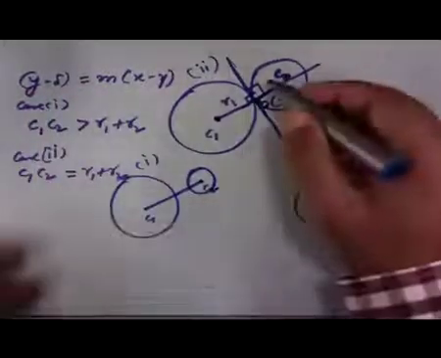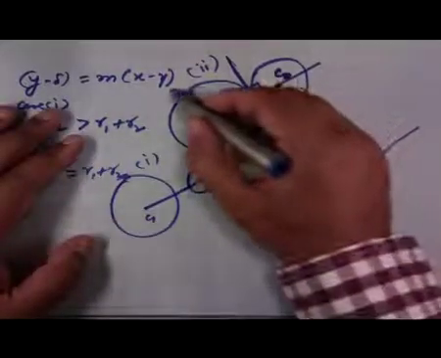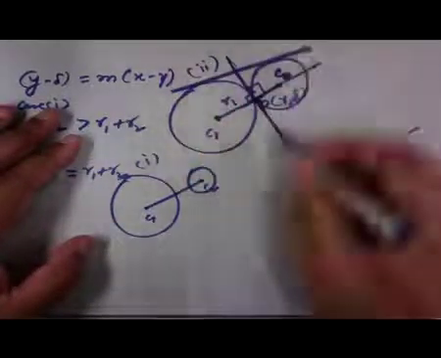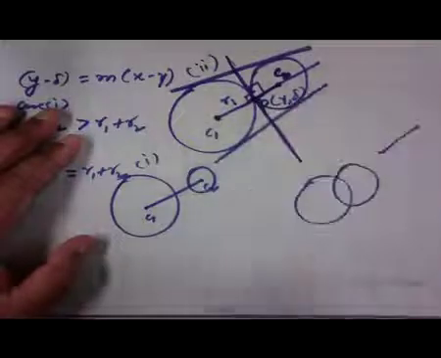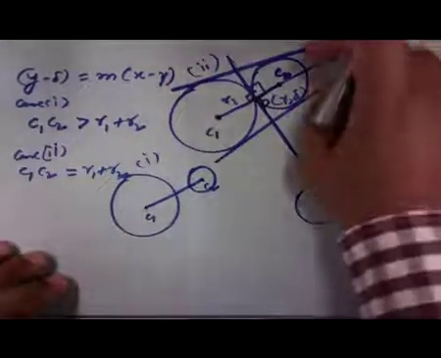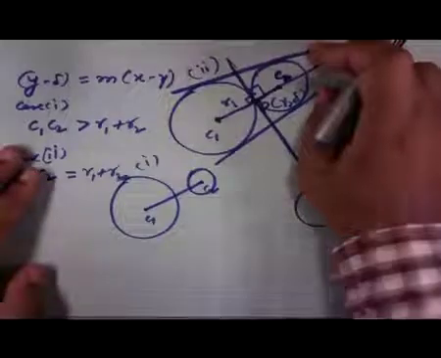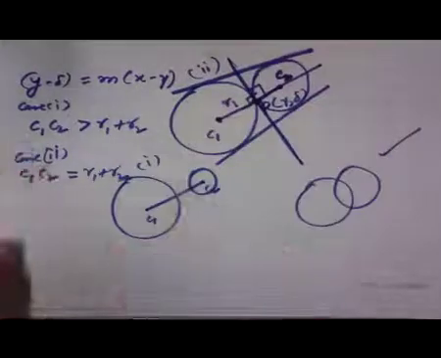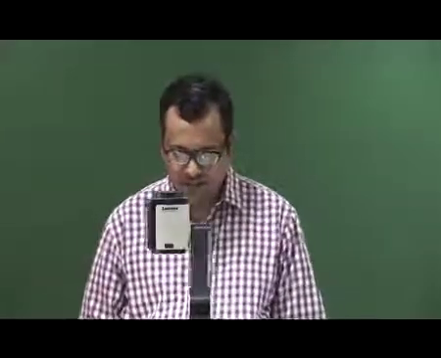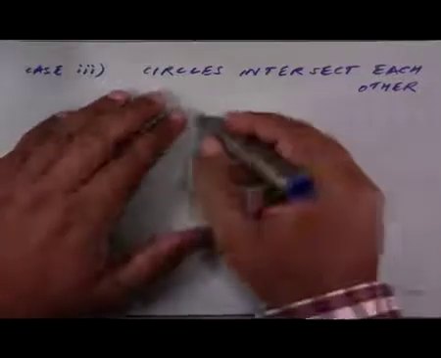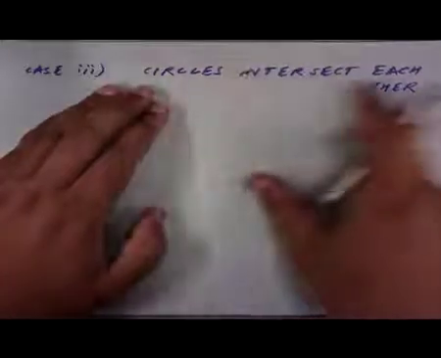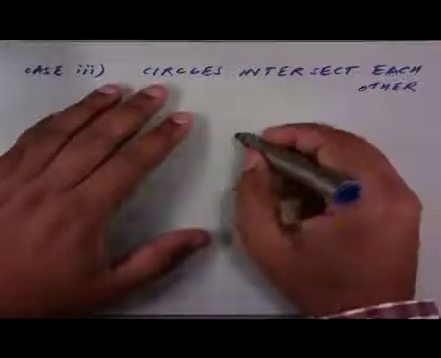But of course, in case 2 we will still have two direct common tangents, and finding the equation of the direct common tangents will be the same as that in case 1. So, now we can take the third case, which we have already discussed a little bit. So, this third case is where the circles happen to intersect each other.